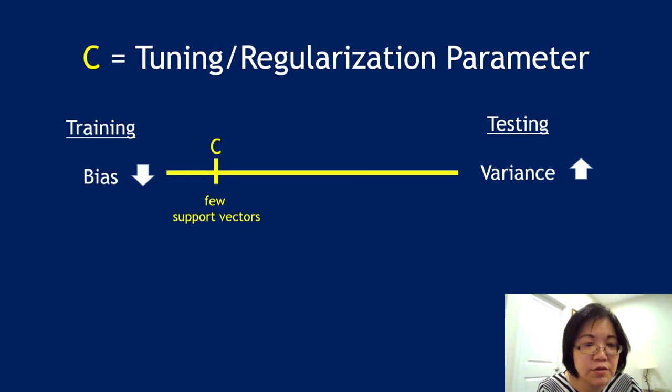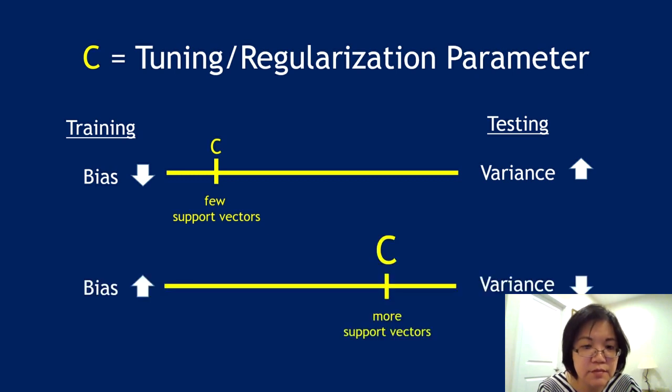So you can actually pick a C value that's very small. That means you're very strict about misclassifications. You get narrow margins, you get fewer support vectors. In this particular case, you will be able to minimize the training bias, so you get better training performance, but usually that means you get more variance for testing.